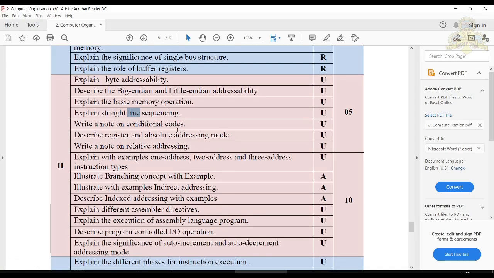Okay. Next, write a note on conditional codes.